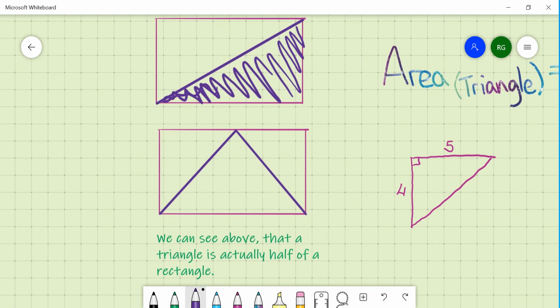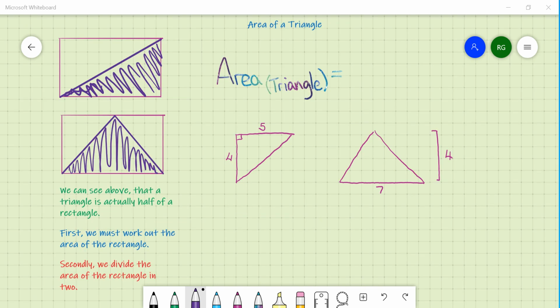Likewise, down below, this one is exactly half the rectangle it's found in. In order to do this, we must first work out the area of the entire rectangle. Following on from that, we will then divide that rectangle by 2.